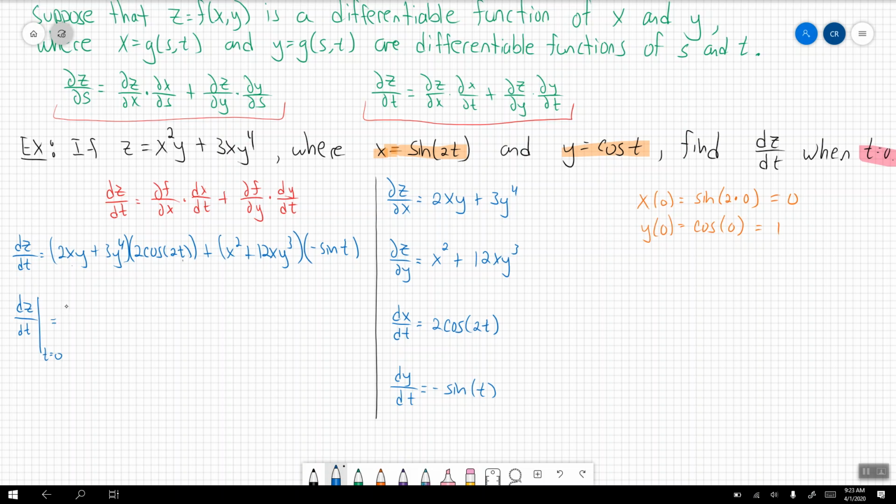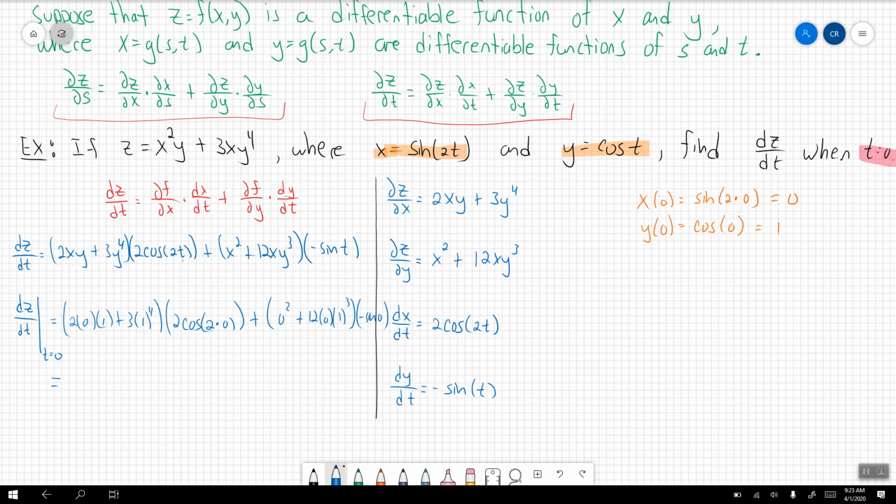Using this evaluation, we're then just going to make our substitutions. 2 times x and y, where x was 0 and y was 1, plus 3 times 1 to the fourth, times 2 times cosine of 2 times 0, plus 0 squared, plus 12 times 0 times 0, times 1 cubed, times negative sine of 0.